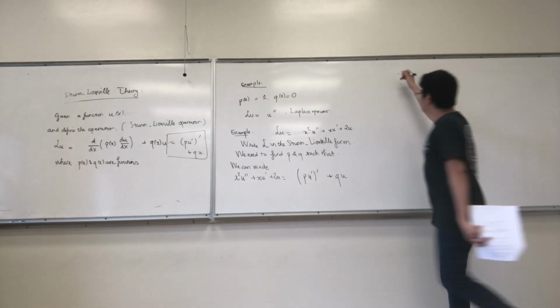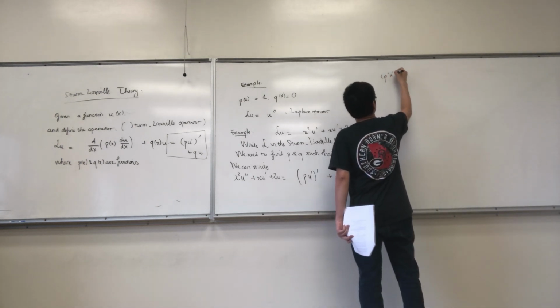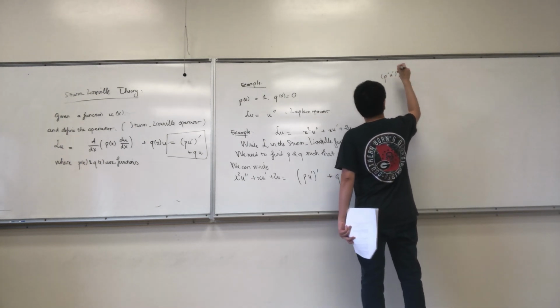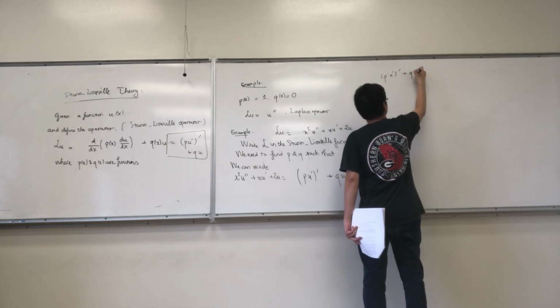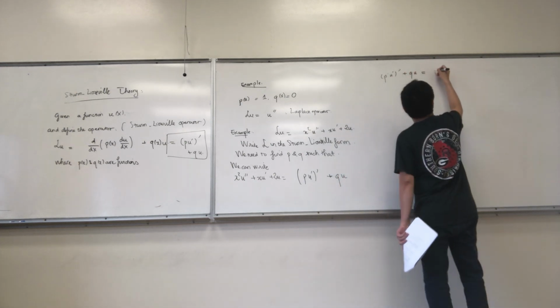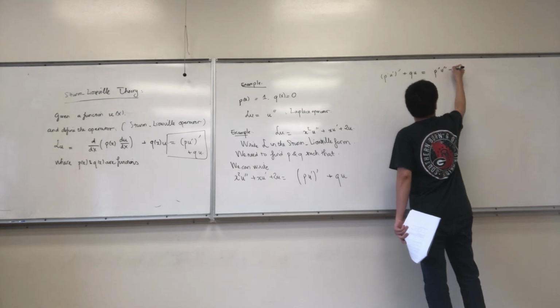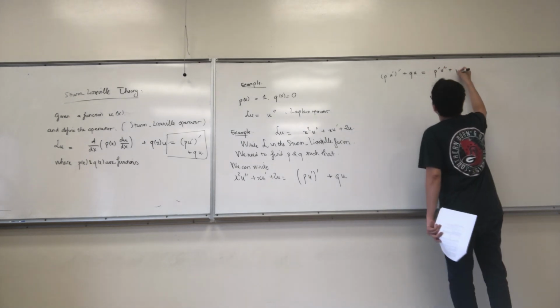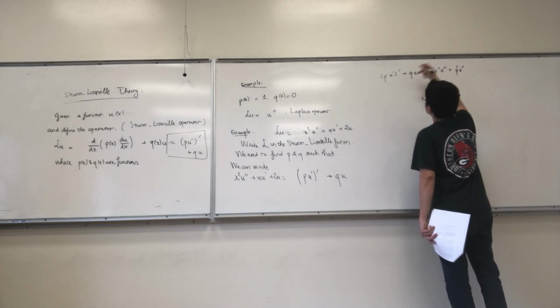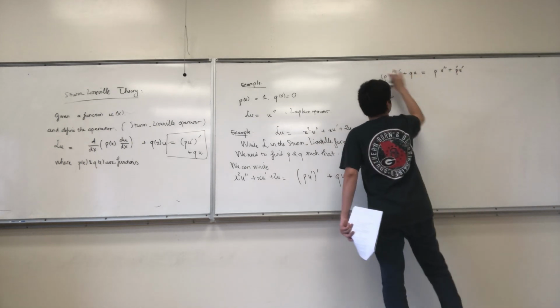So to do this, you do it backward, right? So you have (p u prime) prime plus q u, which is p prime u prime plus p u second, plus q u.